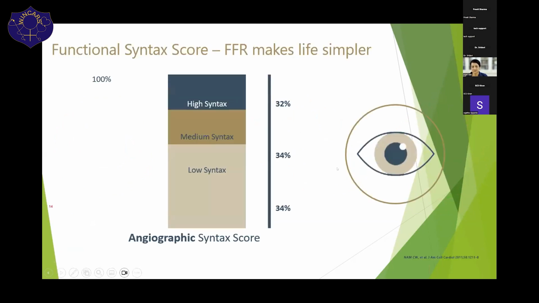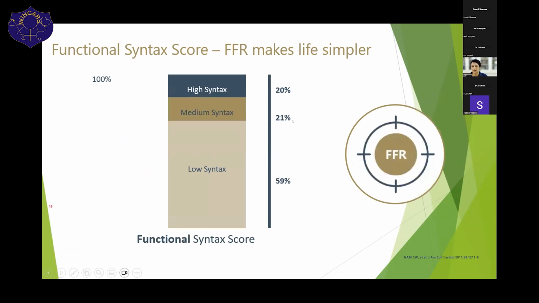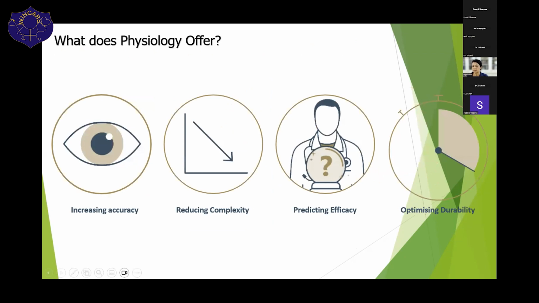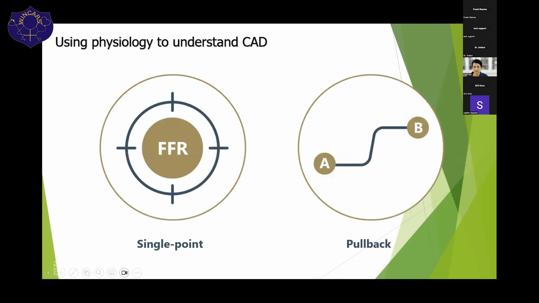If we do the SYNTAX score for such lesions, mostly it will be a medium or high SYNTAX. But when we use physiology, the SYNTAX score comes down, and the low score, the functional SYNTAX score, will improve the outcome of the future positioning of the stents. We can reduce the use of stents by using these technologies, and with fewer stents inserted, a lower number of complex lesions will be treated, and the patient will have better durability and prediction of results.